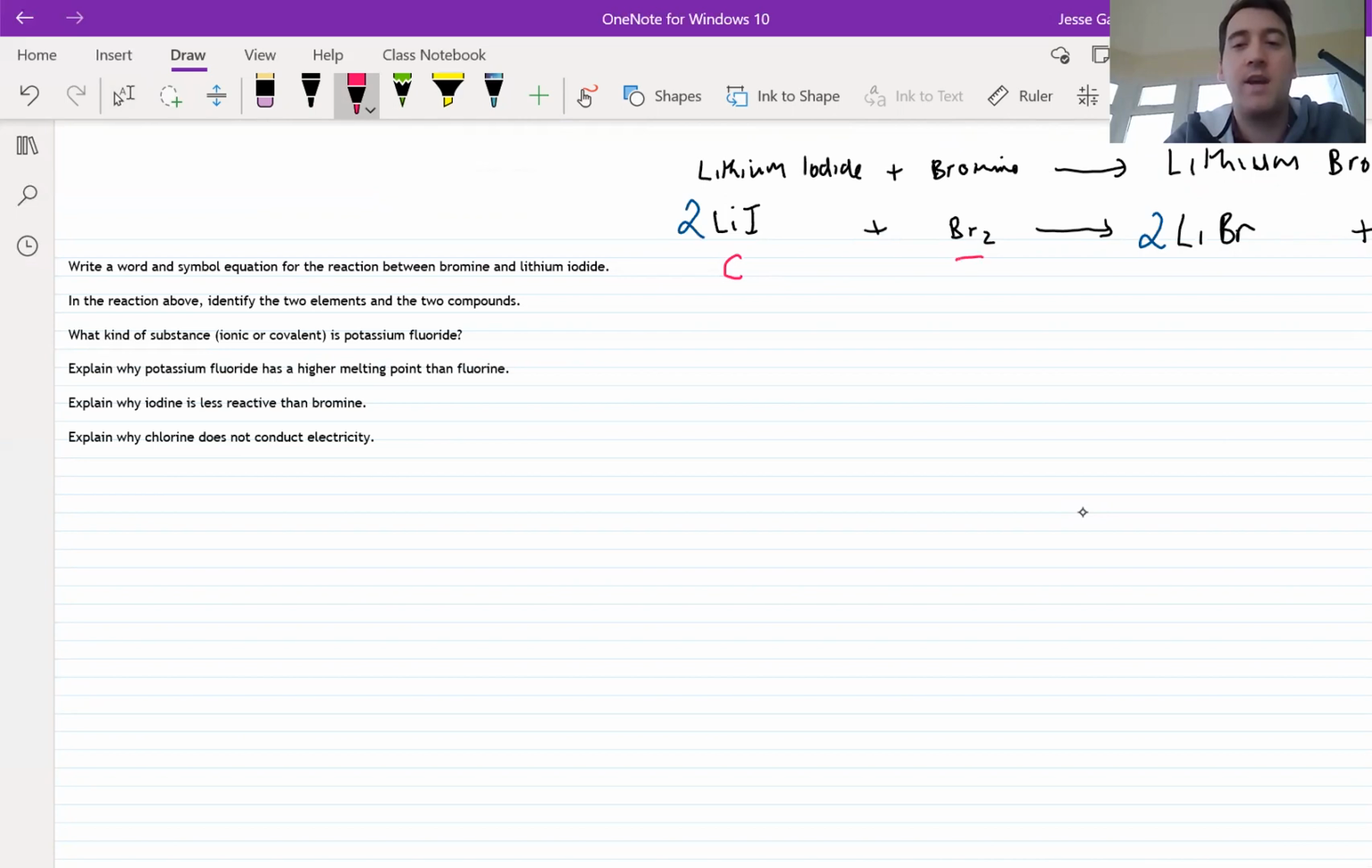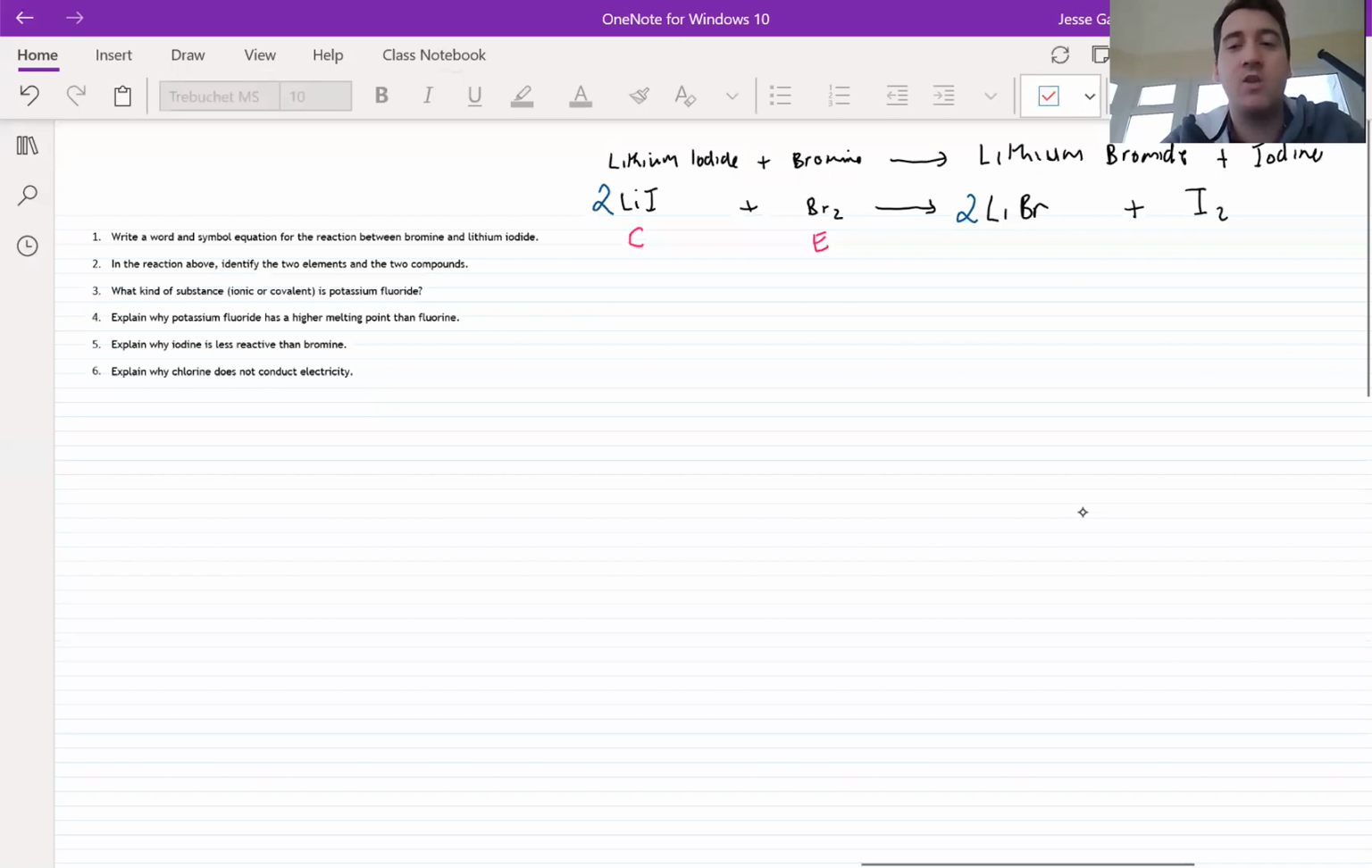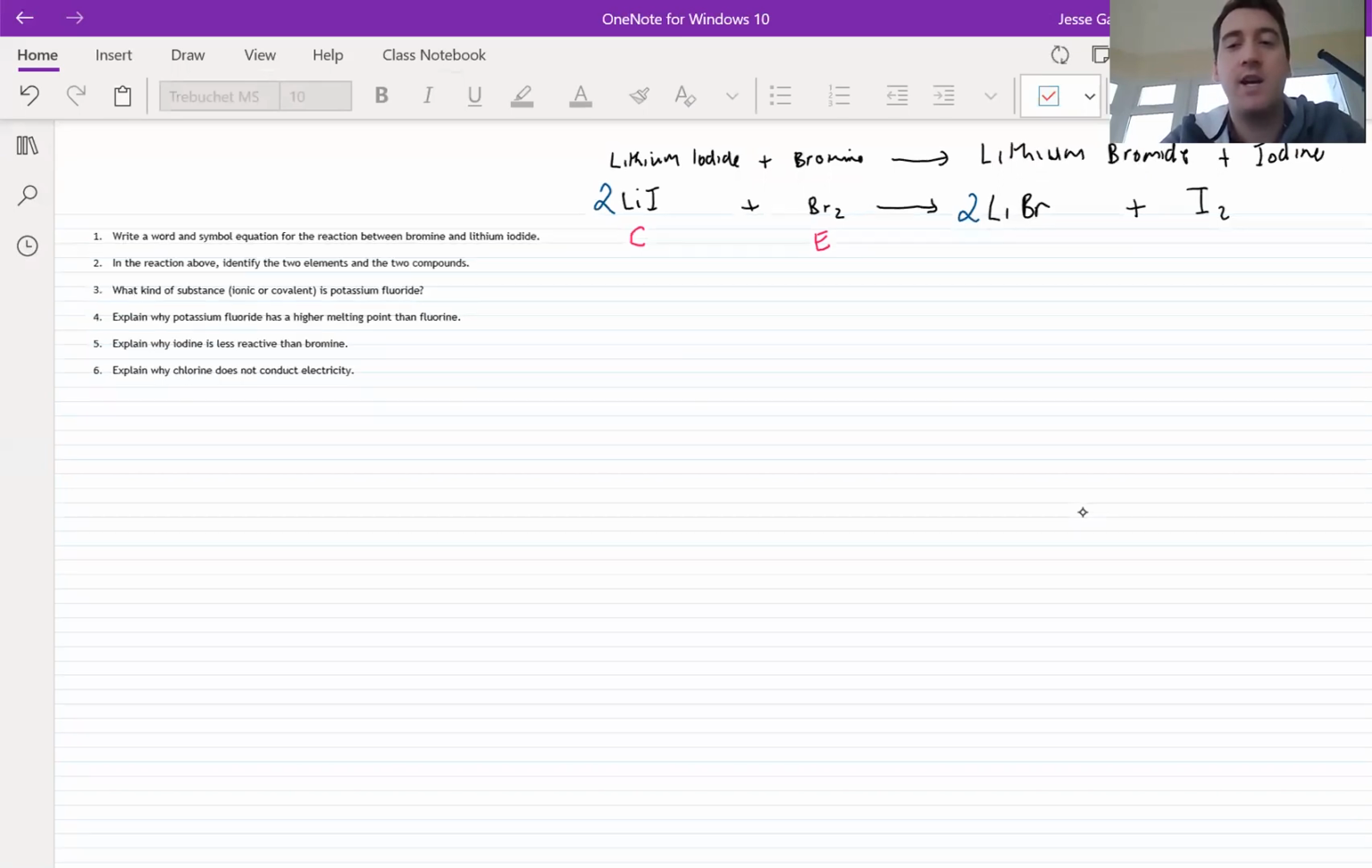Bromine is an element, so it should be, sorry, I don't know why I'm writing an I. This should be an E, element. Bromine is an element. Lithium bromide is 2 or more elements, so it's a compound. And iodine only has 1 element, so this is an element.